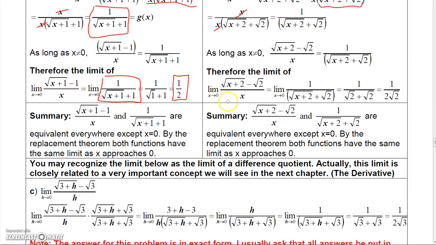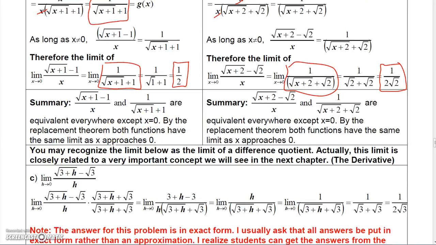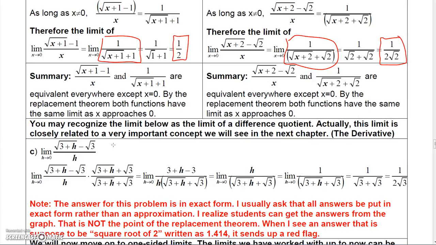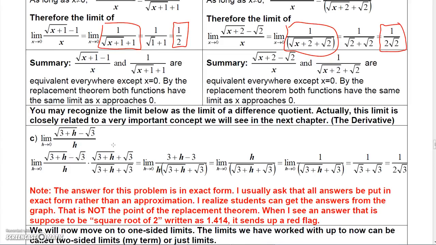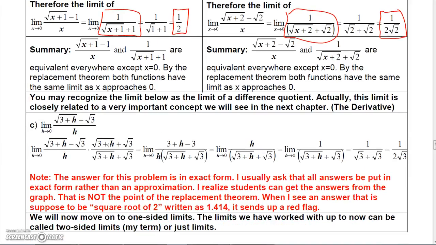And now I can replace the original function with this replacement function. And then when I plug 0 into that, I get 1 over square root of 2 plus square root of 2, which is 1 over 2 square root of 2. Now make sure when you write that answer, you write it in that form and not as a decimal, because if you write it as a decimal, then that's sort of a red flag for us professors to realize that maybe you found the limit by using the graph or just trying to plug some numbers in.